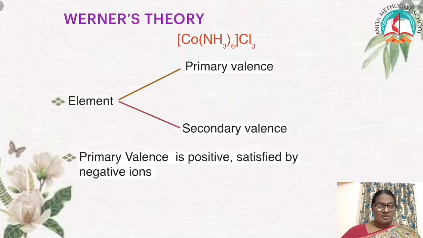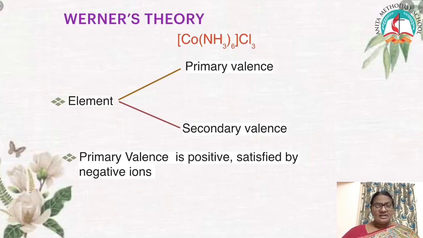It has two types of valencies, primary valency and secondary valency. The primary valency is positive and it is always satisfied by the negative ions. Actually, the primary valency is called the oxidation number of the metal. Cobalt is the only metal in this complex. So that is always satisfied by negative ions. Here in this complex cobalt is in the +3 oxidation state and is satisfied by the 3 negative chloride ions.